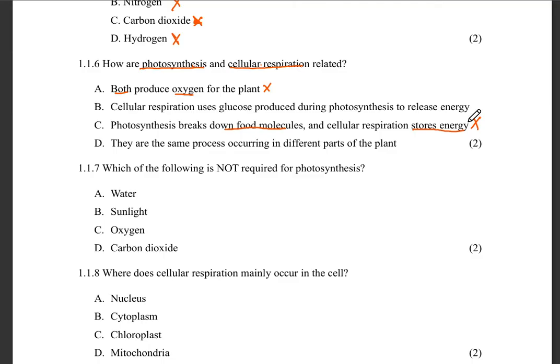Then D says they are the same process occurring in different parts of the plant. Definitely not the same process occurring in different parts of the plant. Different organelles of the cell, yes, but not different parts of the plant. They are both occurring within the plant cells. I can talk about that later.